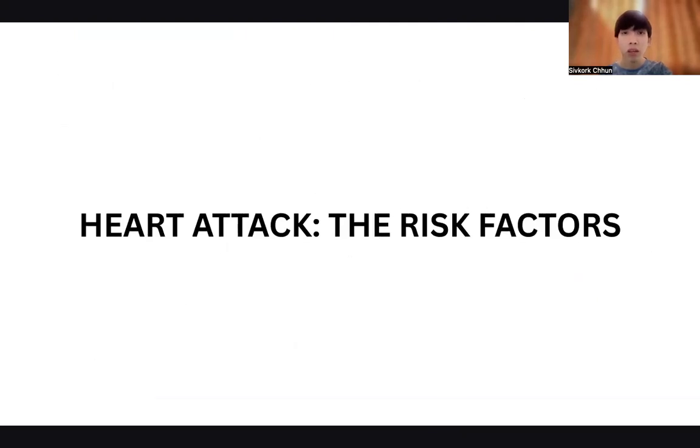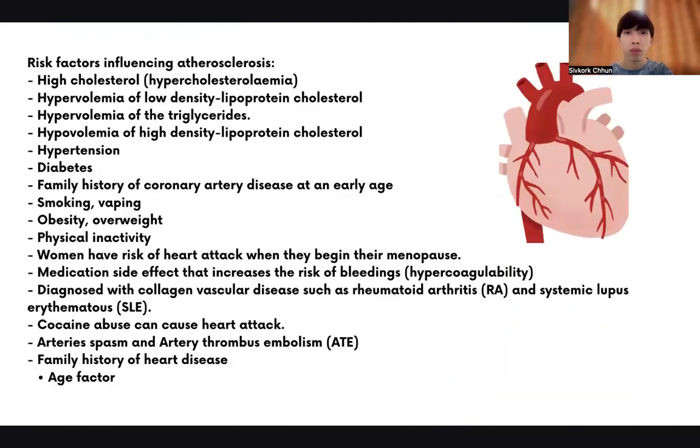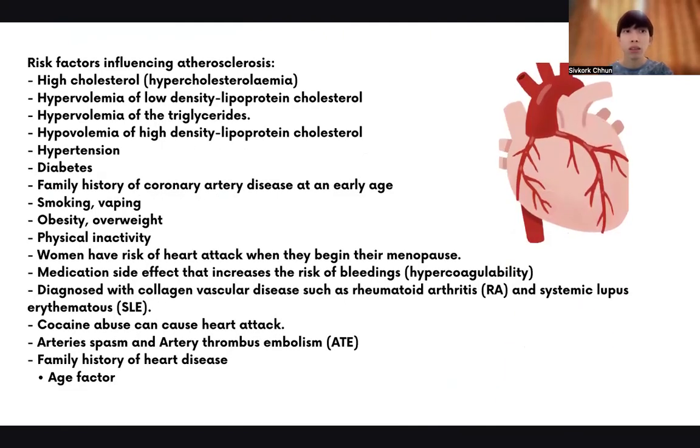So what are the risk factors influencing atherosclerosis that can lead to hypercholesterolemia, which makes an individual prone to heart attack easily because of the fatty deposit or plaque buildup in the bloodstream, causing high cholesterol. So the risk factor is when the low density lipoprotein cholesterol is high, which means it's more of the bad cholesterol in your diet, the LDL cholesterol.